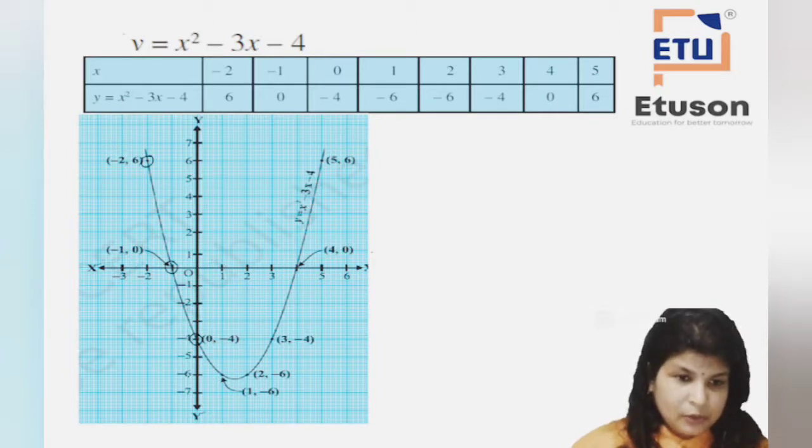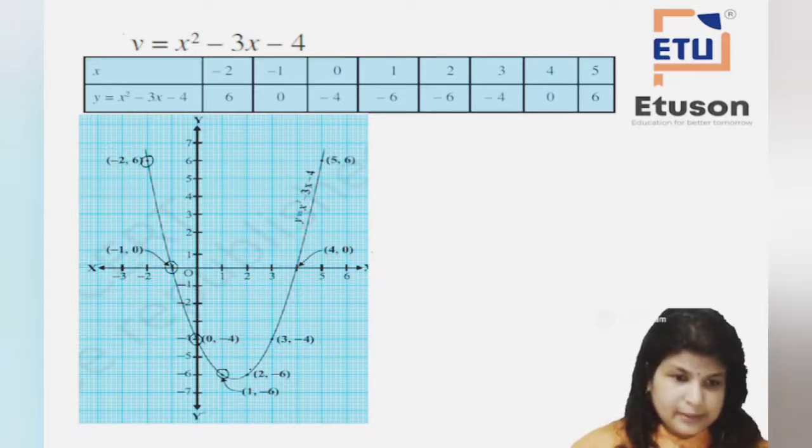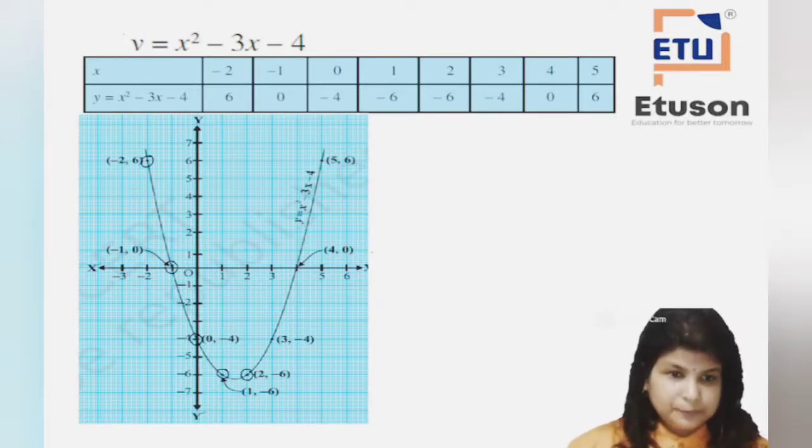1 and here comes your minus 6. Next point is 2, minus 6. So 1, 2, and here comes your minus 6. Then 3: 1, 2, 3, 4, so 3, minus 4. Then 4, 0. Then 5.